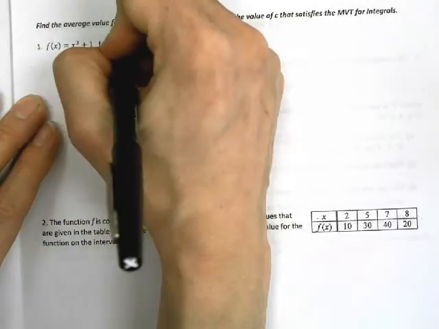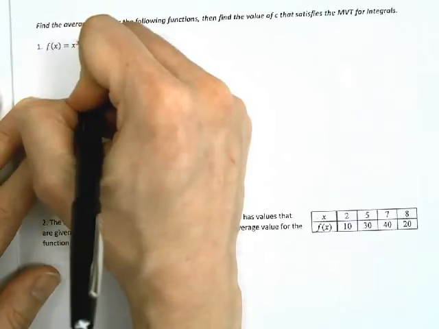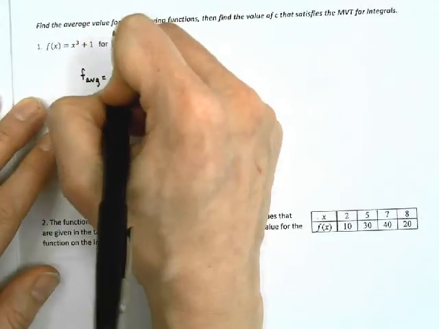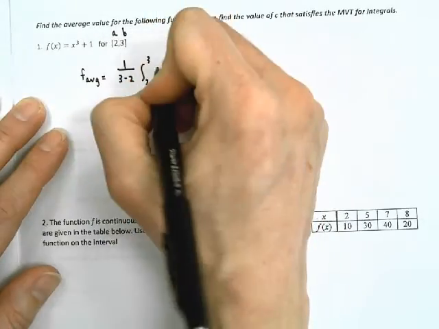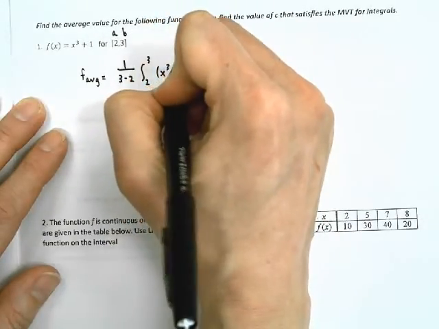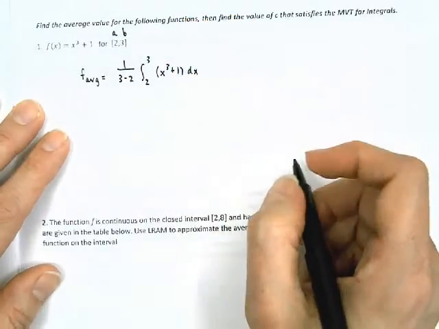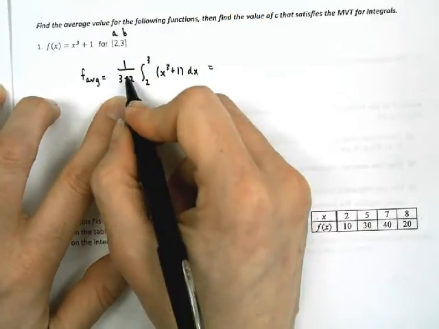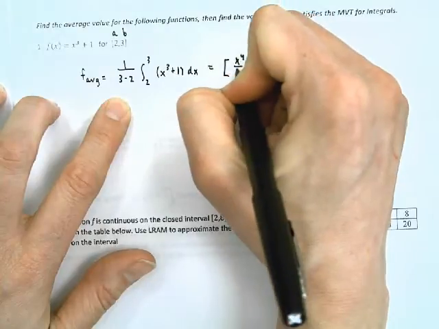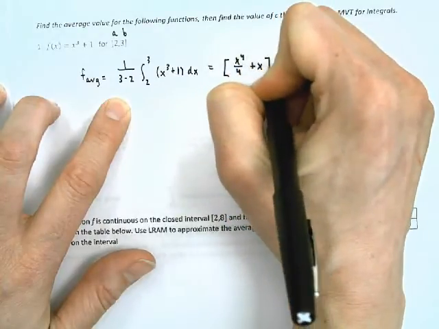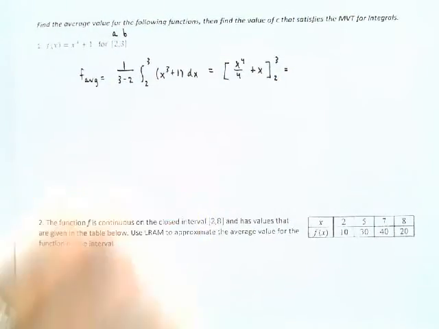So here's my function and my interval from a to b. My average value is going to be 1 over 3 minus 2 times the integral from 2 to 3 of x cubed plus 1 dx. So this is easy. This just simplifies to 1 over 1, or 1. My antiderivative is x to the 4th over 4 plus x. I'm evaluating from 2 to 3.